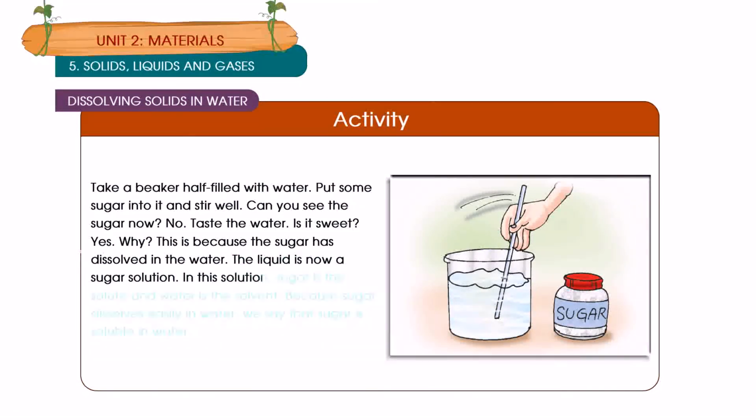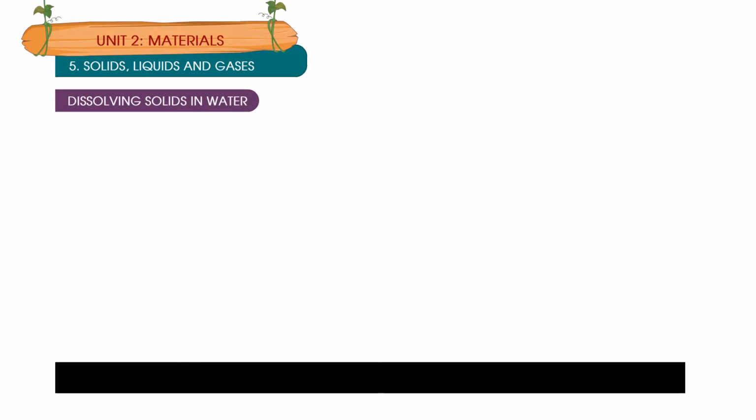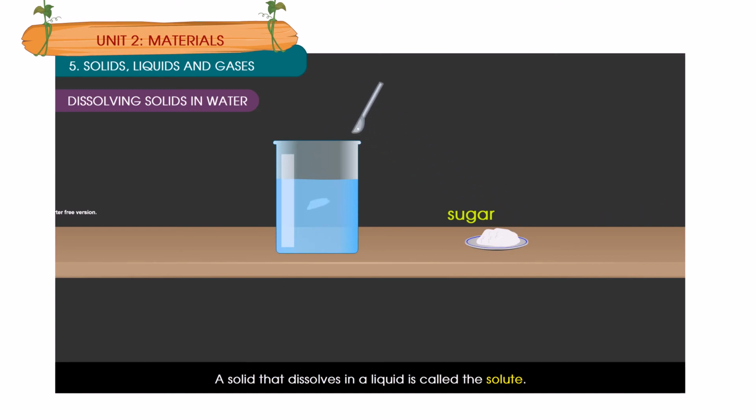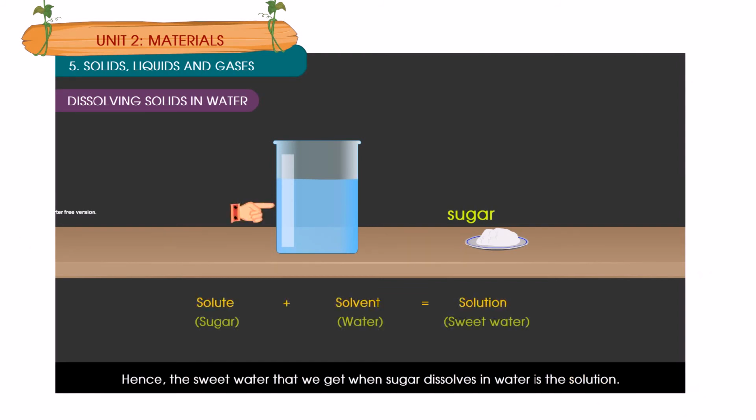In this solution, sugar is the solute and water is the solvent. Because sugar dissolves easily in water, we say that sugar is soluble in water. A solid that dissolves in a liquid is called the solute. The liquid in which the solute dissolves is called the solvent. In this case, water is the solvent. The liquid which is obtained when a solute dissolves in a solvent is called the solution. Hence, the sweet water that we get when sugar dissolves in water is the solution.